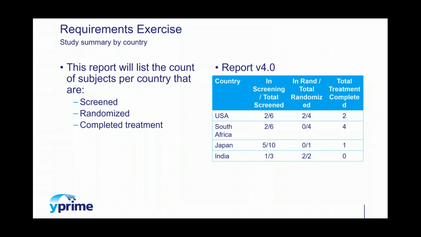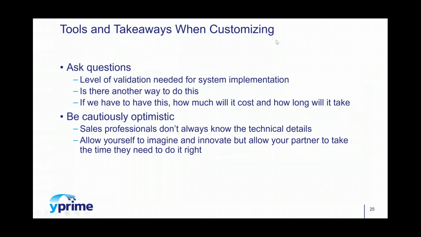The last version of our report in the USA, based upon the headers, there are 2 subjects in screening out of a total of 6 subjects. There are 2 subjects in the randomization phase out of a total of 4 that have been randomized, and there are 2 subjects that have completed treatment. You can see that building reports, interpreting requirements is difficult, especially in reporting.